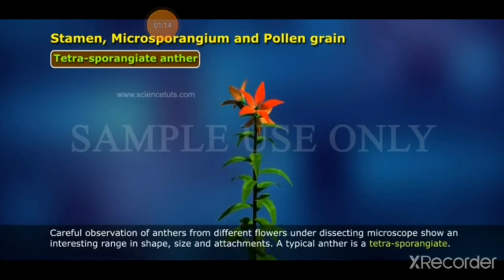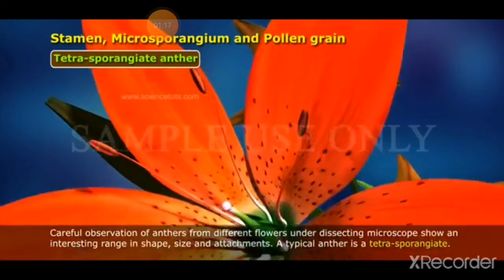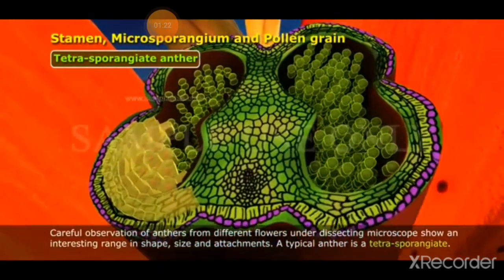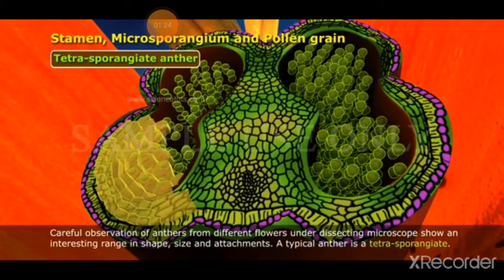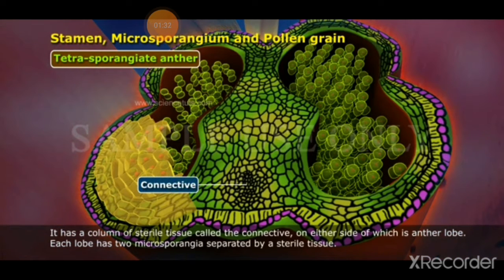Careful observation of anthers from different flowers under a dissecting microscope shows an interesting range in shape, size, and attachments. A typical anther is tetrasporangiate. It has a column of sterile tissue called the connective, on either side of which is an anther lobe. Each lobe has two microsporangia separated by a sterile tissue.